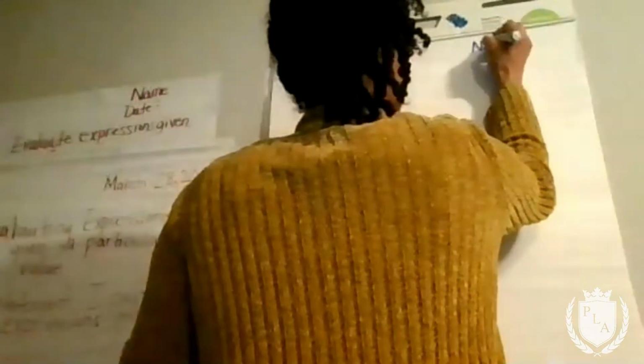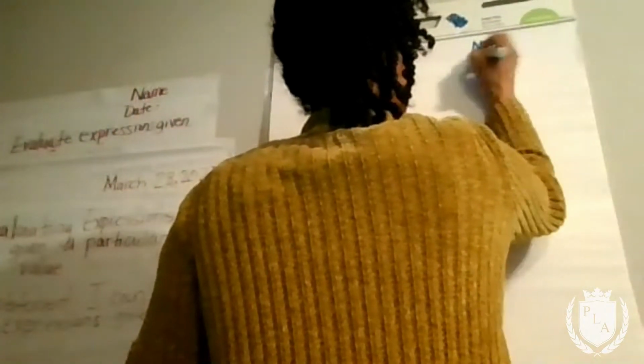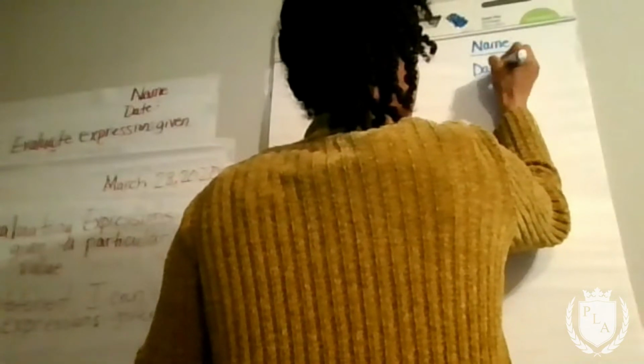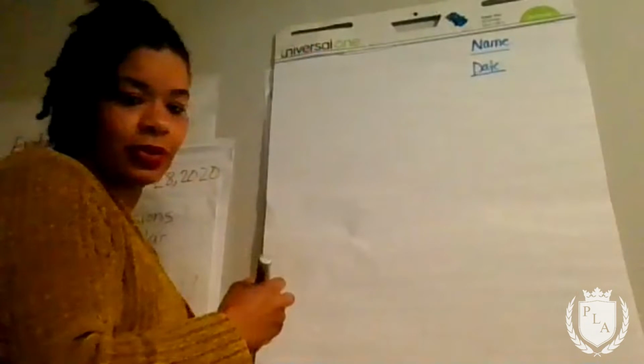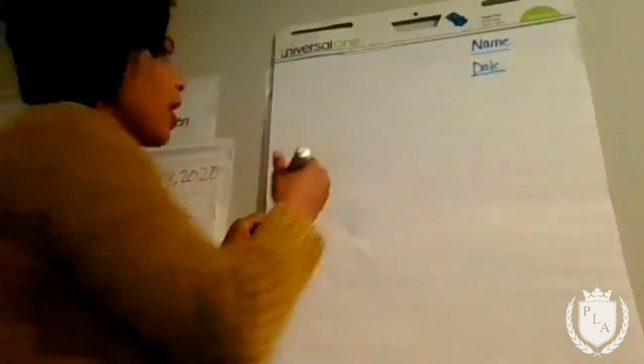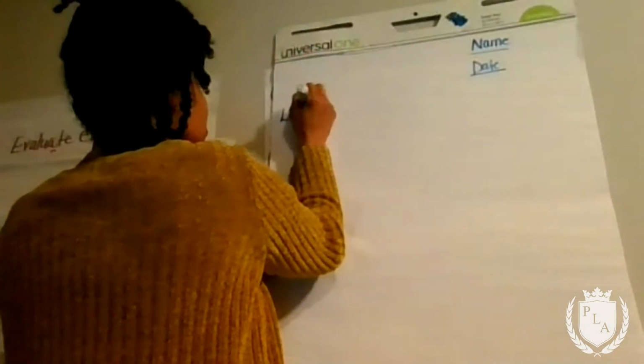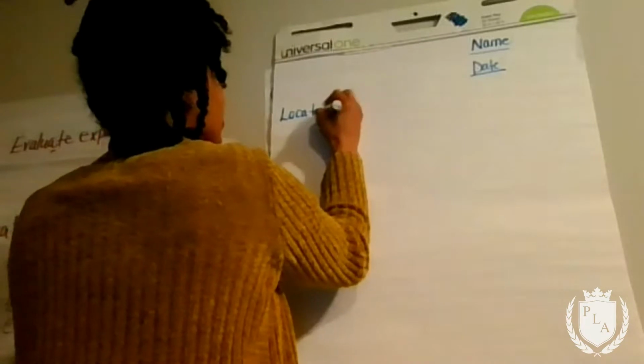Okay? So always remember to write your name and the date. Write your name, and write today's date at the top. Okay? And then we're going to write our title. We're going to locate point.